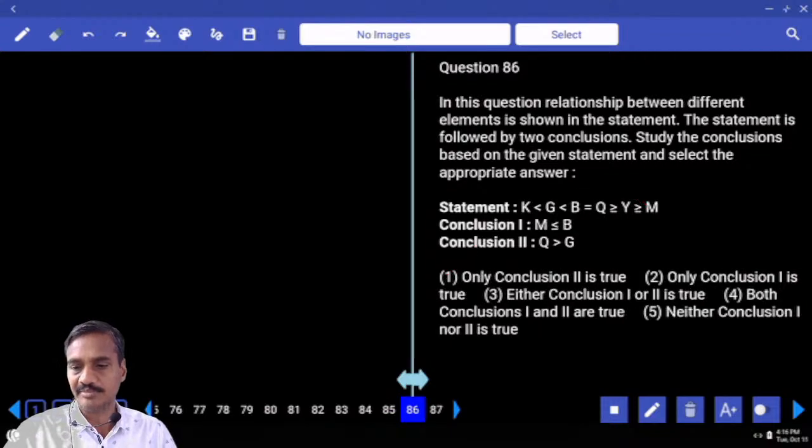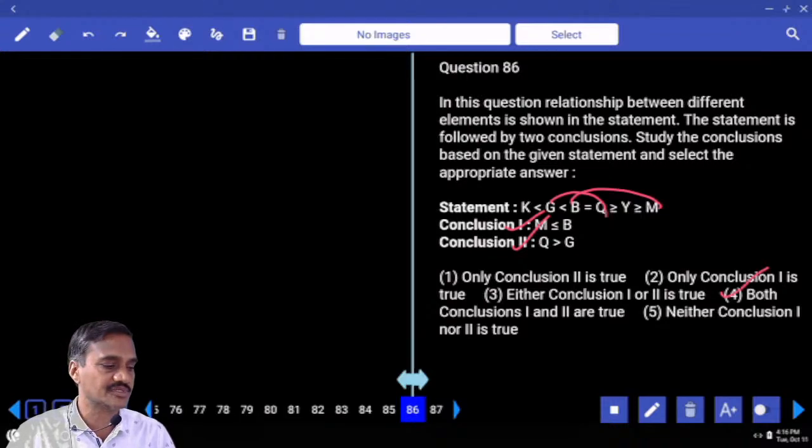M and B. B greater than or equals to M, M lesser than or equals to B. Q and G. G lesser than Q, Q greater than G. Hence both 1 and 2, choice 4, question number 86.